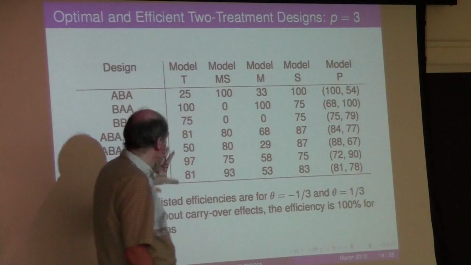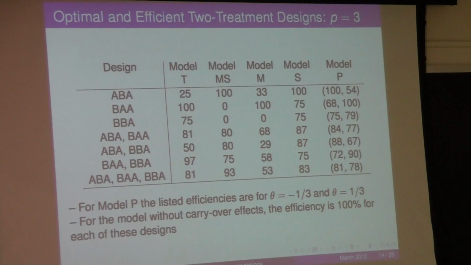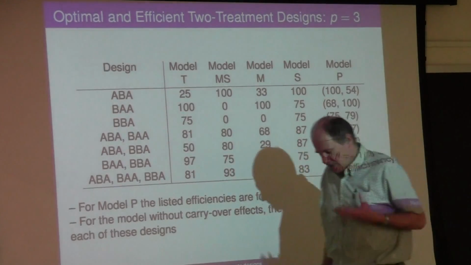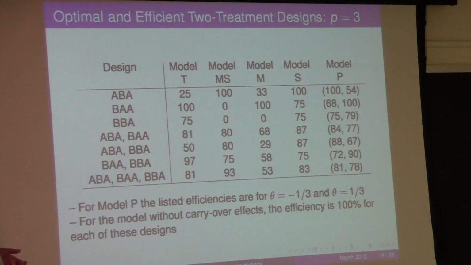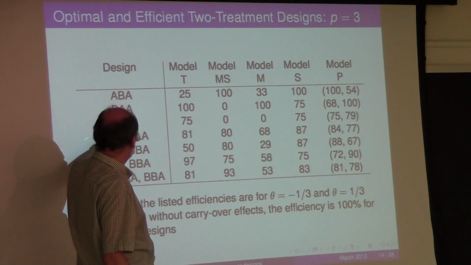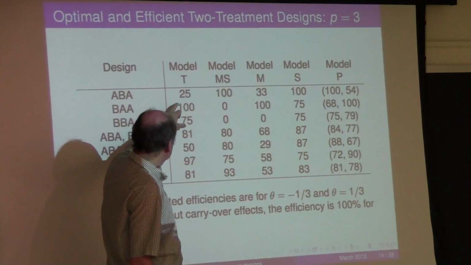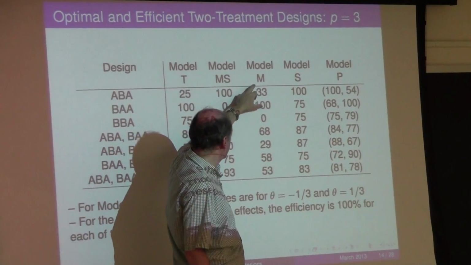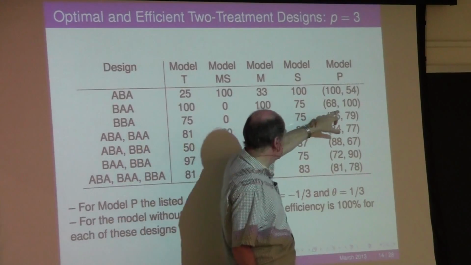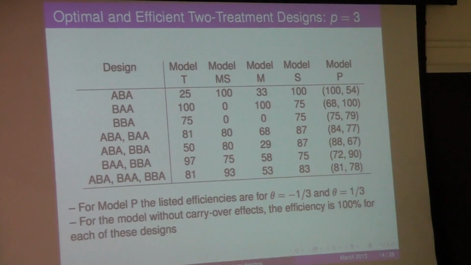And as I mentioned, these efficiencies, these numbers in the table, are efficiencies computed as ratios of these variances. So if you see a 100 somewhere, that means that design is optimal for that particular model. It's the best design you can use for that. So BAA together with its dual, ABB, each of them using half of the subjects, is the best possible design for the traditional model. It's also the best possible design for the model with only mixed carryover effects, and it's the best possible design for the model with proportional carryover effects when they are equally weighted.